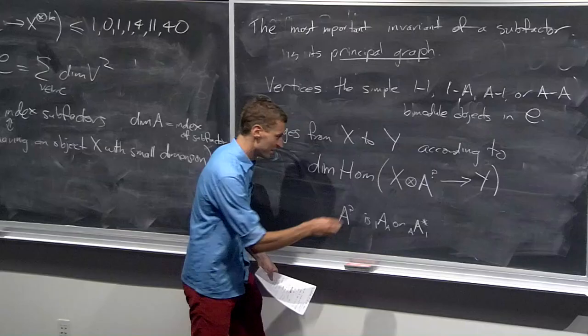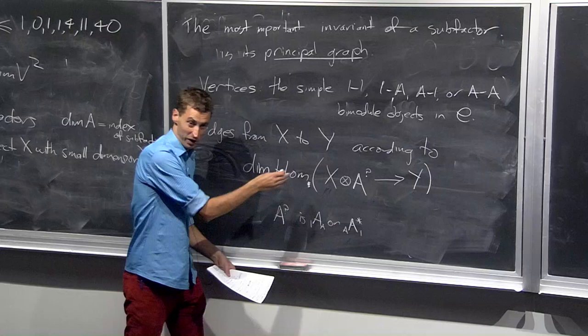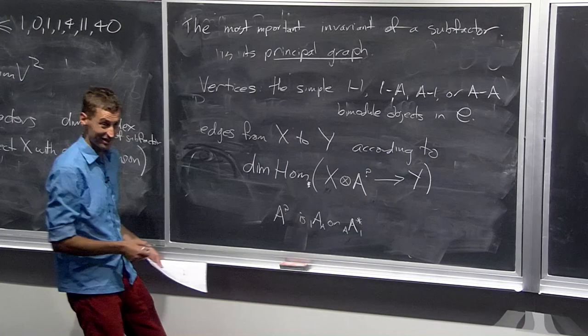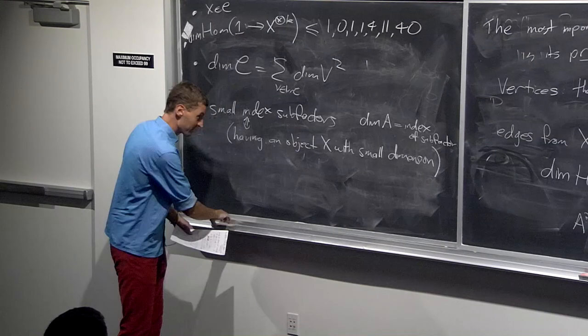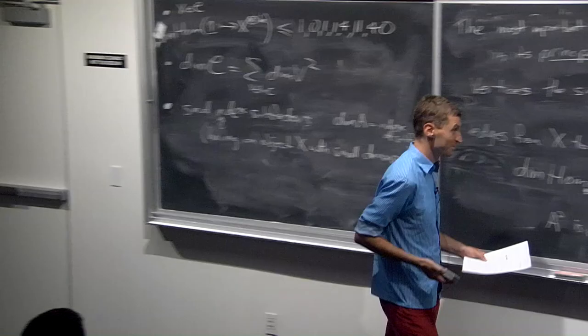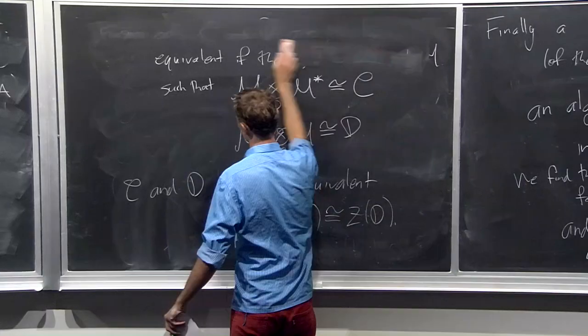And this home here is whatever sort of bimodule object both things are. Okay, so there's this very sensible graph, which is recording some of the fusion multiplicities of all of these objects.